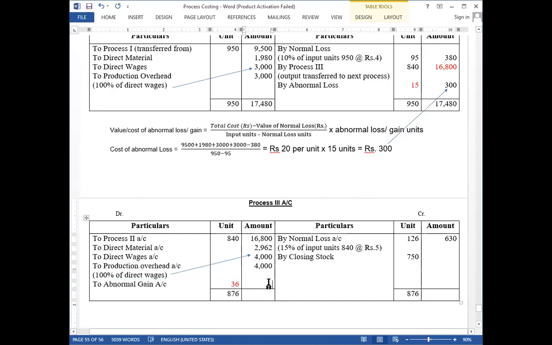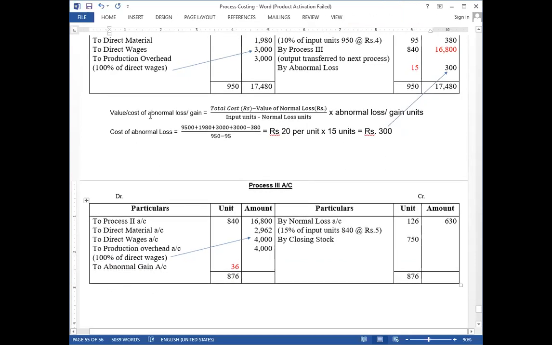Now you want to know the value or cost of abnormal gain. Again we are going to use the same formula. So what is the formula? The value or cost of abnormal loss or gain will be total cost, that means the debit side amount total minus the credit side amount total, divided by input units 840 minus the normal loss units, multiplied by the abnormal loss or gain units. Whatever it is, you multiply and you will get it. Okay, shall we start?